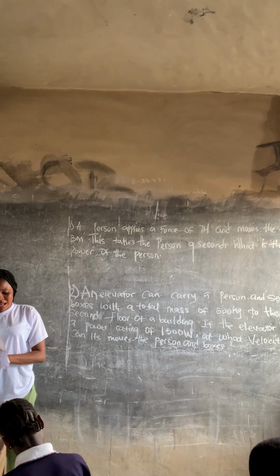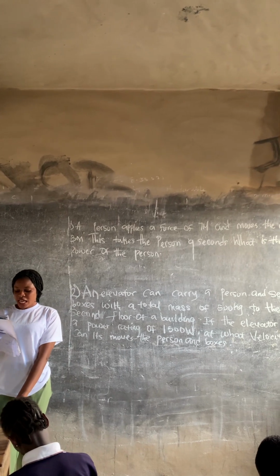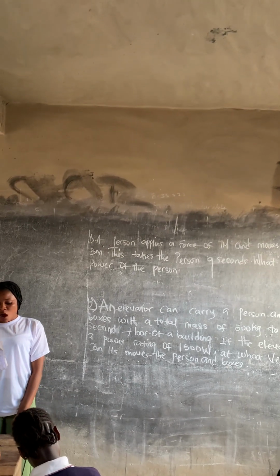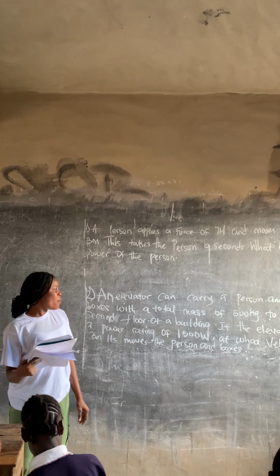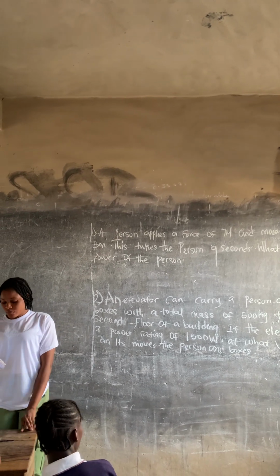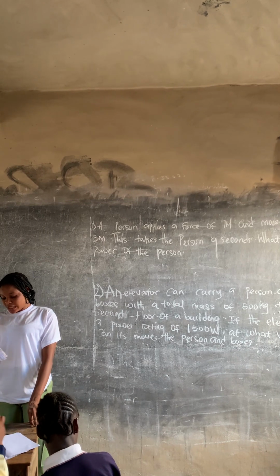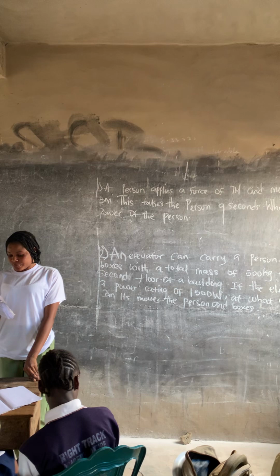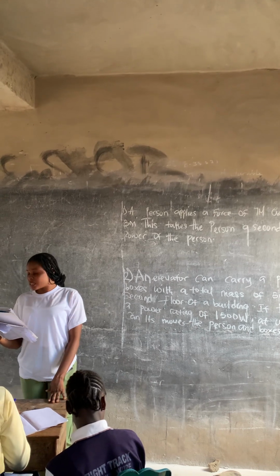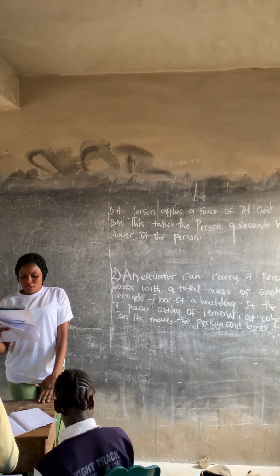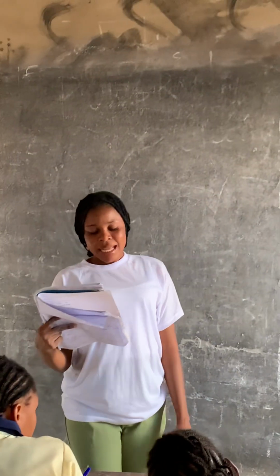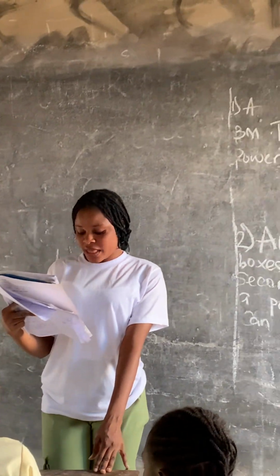Full stop. If the elevator has a power rating of 1,500 watts, at what velocity can it move the person and the boxes? Is that taken down? Yes.